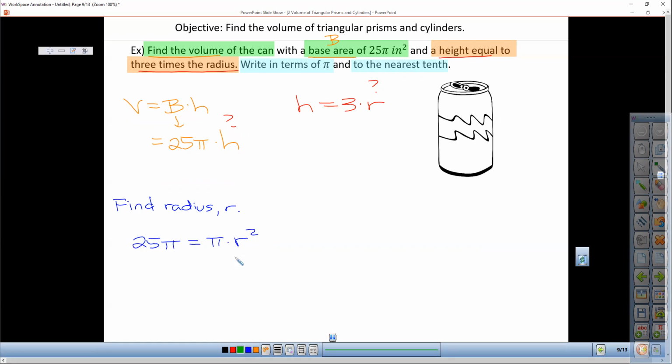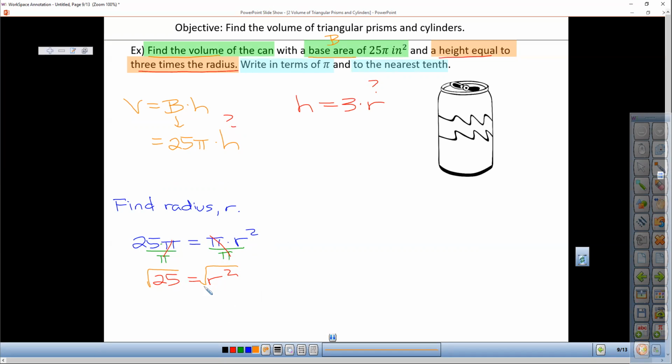So this is actually now a simple little algebra equation. It's a little quadratic algebra equation that we can solve. Remember, 25 pi means 25 times pi. So we are going to undo that multiplication and divide both sides by pi. And notice they'll go away on both sides, leaving us with 25 equals r squared. Now we'll undo that exponent, taking the square root of both sides.